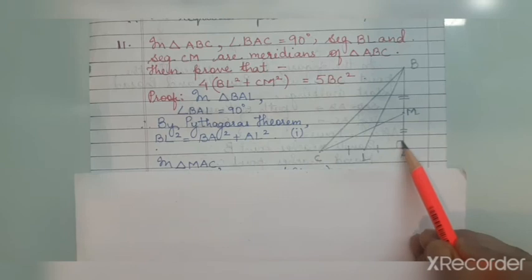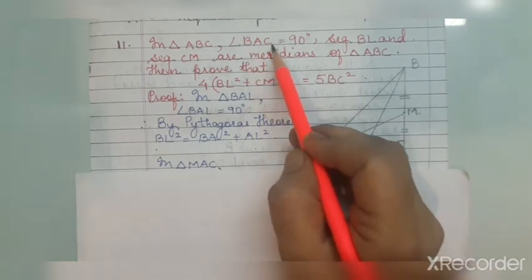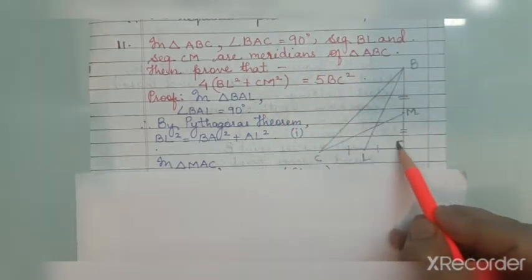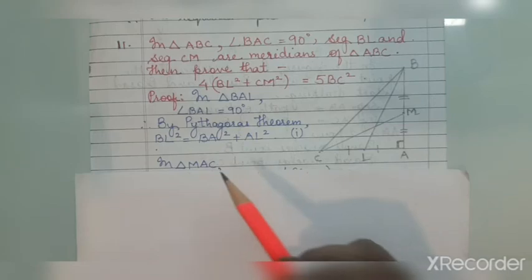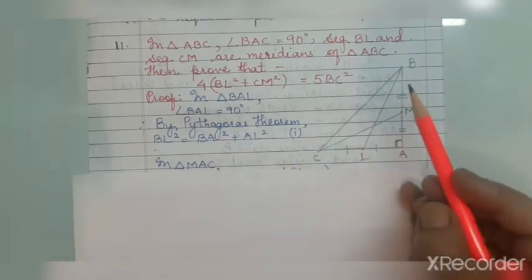Only one thing, that they have not shown this symbol. But they have given here measure angle BAC is 90 degrees, so we can put this symbol here. Okay. Now, we begin the sum.